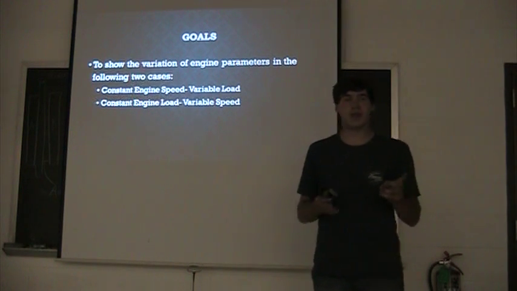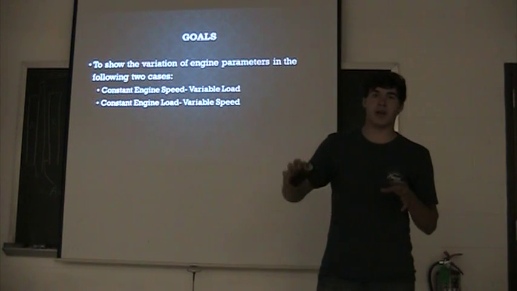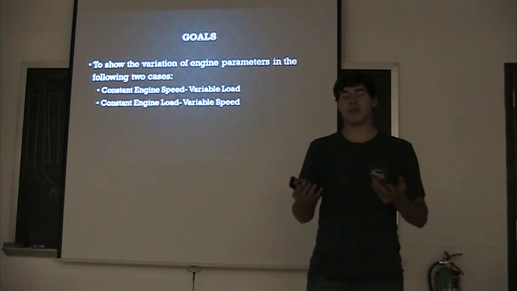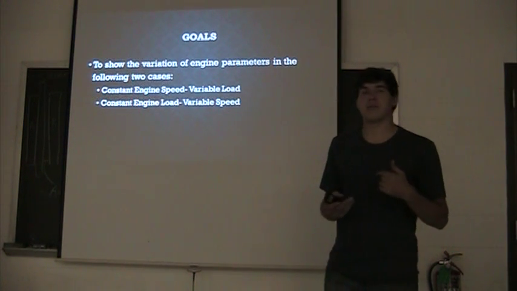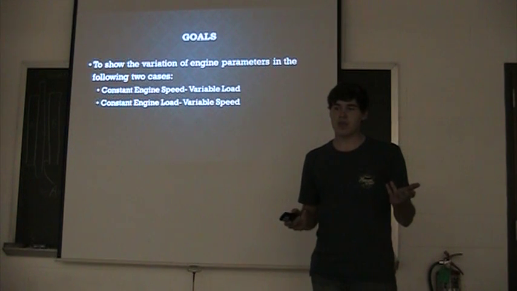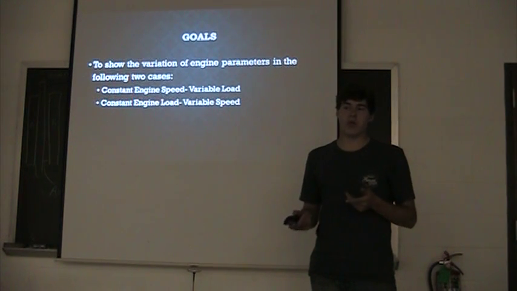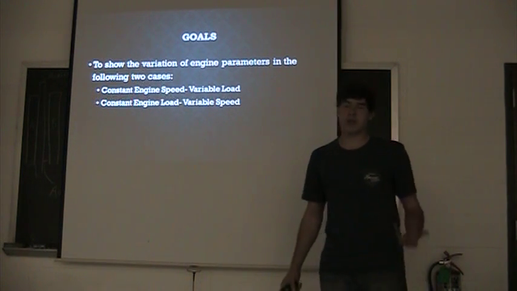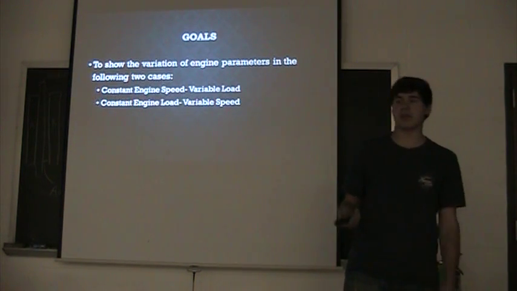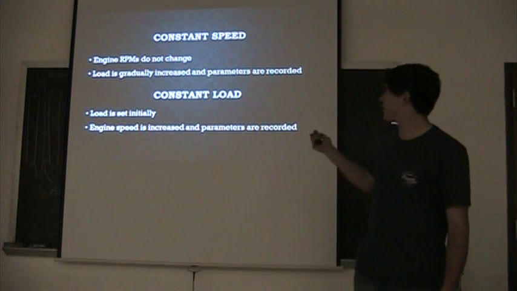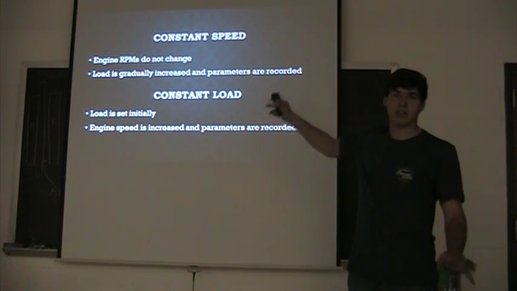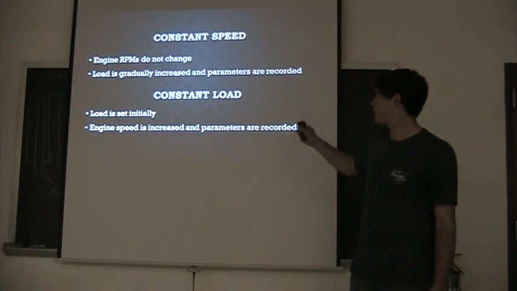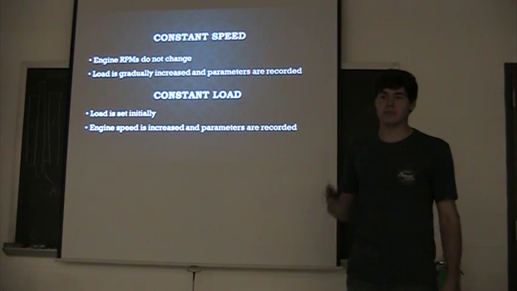So, our goals. We're going to show the variation of engine parameters under 2 distinct cases. The first one, we're going to have a constant engine speed, and we're going to adjust the load we apply to it, and we'll see how the horsepower and torque and other parameters change given this scenario. And then we're going to do a second case where we actually keep the load constant and then throttle the motor up and get the same readings, but they'll be a little different. So just our 2 cases. First one, constant speed, engine RPMs don't change. Second one, we do change RPMs.